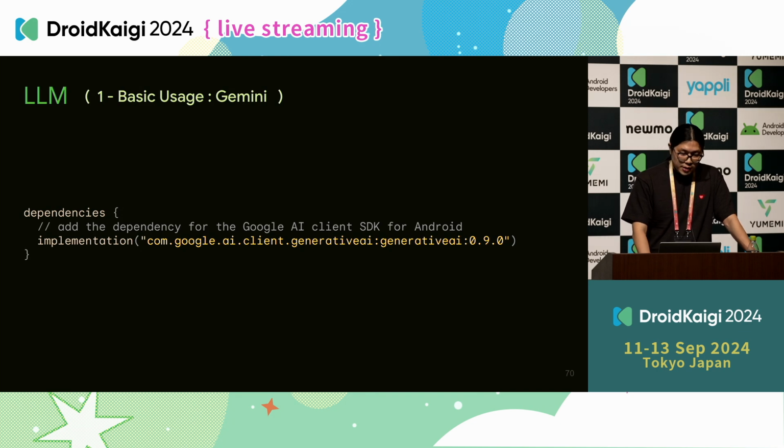In the case of Gemini, the implementation can be a bit more convenient. Just add the Google AI Client SDK. But the Google AI SDK is currently in preview and is recommended only for prototyping.